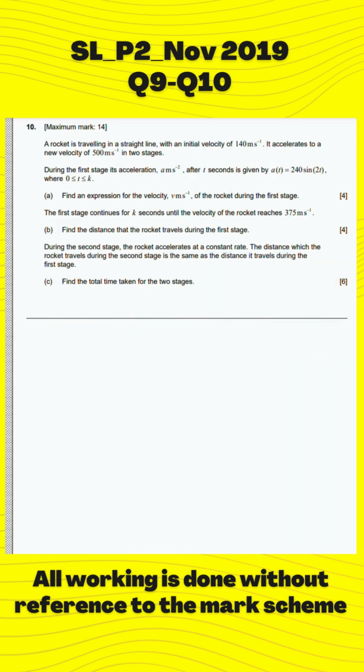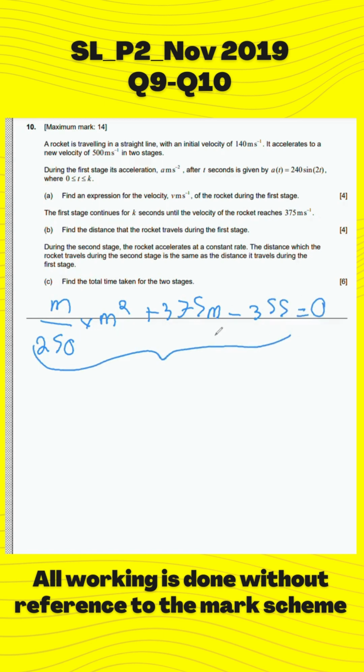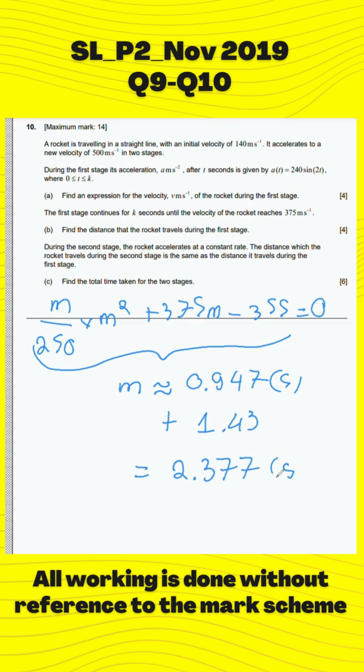So let's make some space. The equation will be 125 over 2m multiplied by m squared, plus 375m minus 355, equals 0. And I will put this into the GDC to find the x-intercept. So m will be nearly 0.947 seconds. So that's the time of the second stage. So the total time of the 2 stages will be this plus the time of the first stage, which is 1.43. So in total, we will have 2.377 seconds. And we are done.